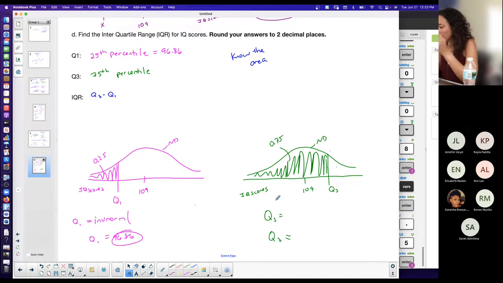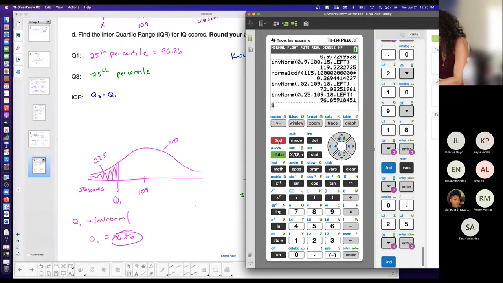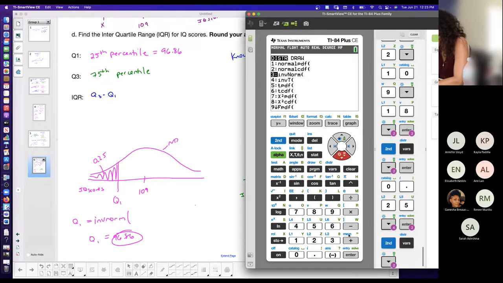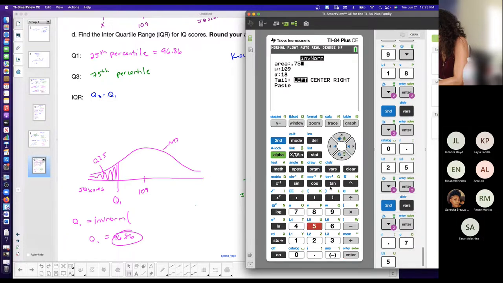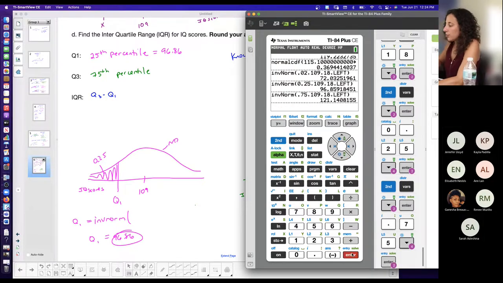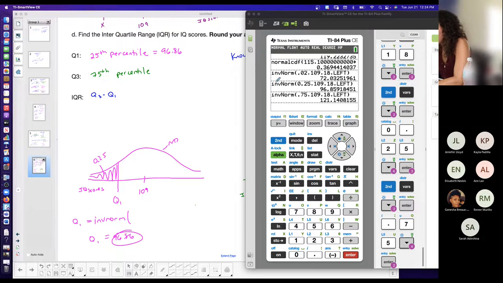So I have the area to the left again. Inverse norm. I'll fill that in after. If I go second bars, inverse norm. This is 0.75. Everything else is already in here. Left, right, area to the left. And boom, 121.14.